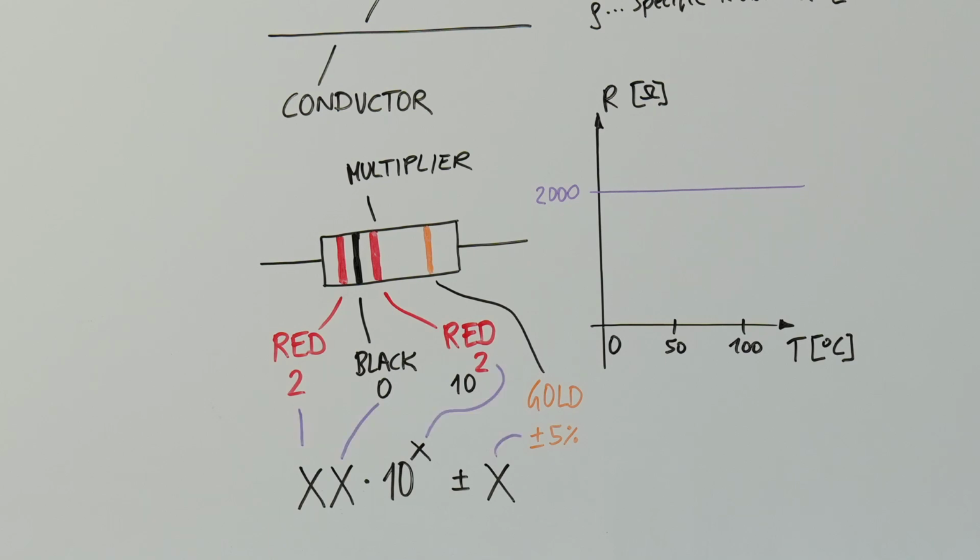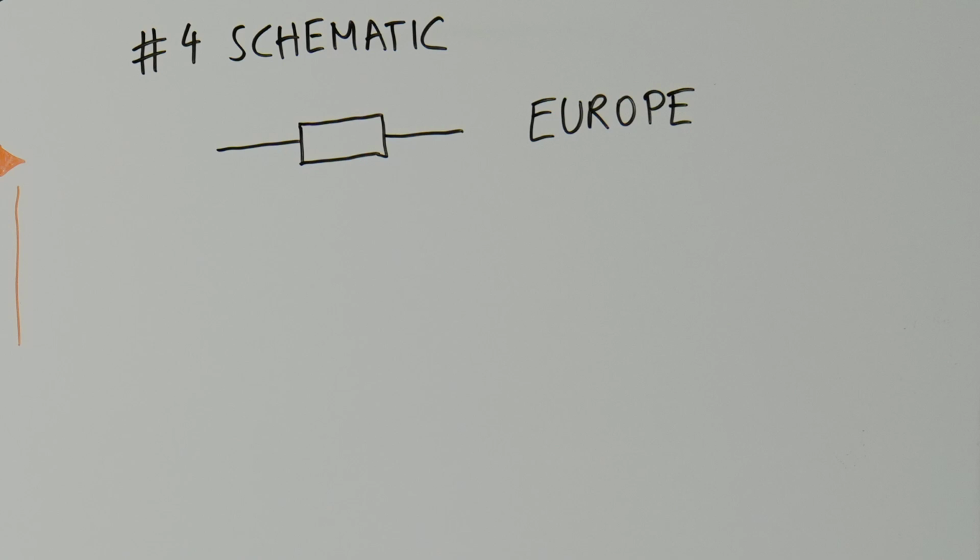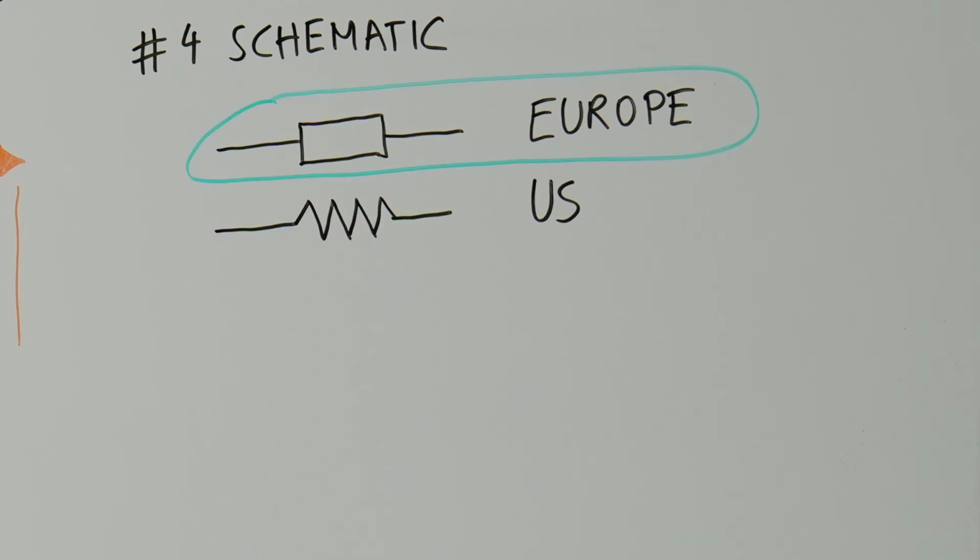To represent how different components are connected to form a functional electric circuit, we use something that is called a schematic. Every component has its dedicated symbol. A resistor, for example, is represented in this way. There are 2 different symbols for a resistor, one is used in Europe and one is used in the US. We will use the European symbol for the rest of this course.